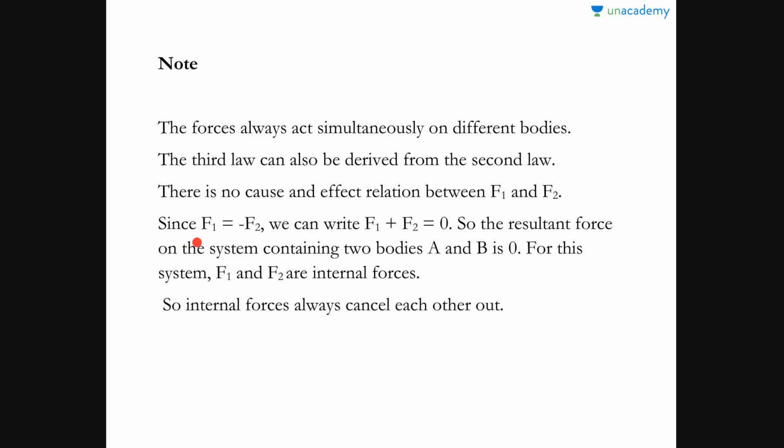Now, since F1 is equal to minus F2, if we take it to that side of the equation, we can write F1 plus F2 is 0. So the resultant force of the system containing two bodies A and B, if we take the previous example, is 0. For this system, F1 and F2 are internal forces. Now, you have to remember one important fact in Newtonian classical dynamics. For a system, the internal forces always cancel out, and that is a direct consequence of the third law of motion. So internal forces always cancel each other out.